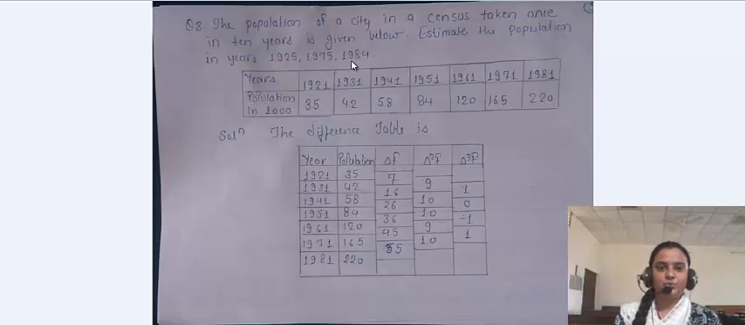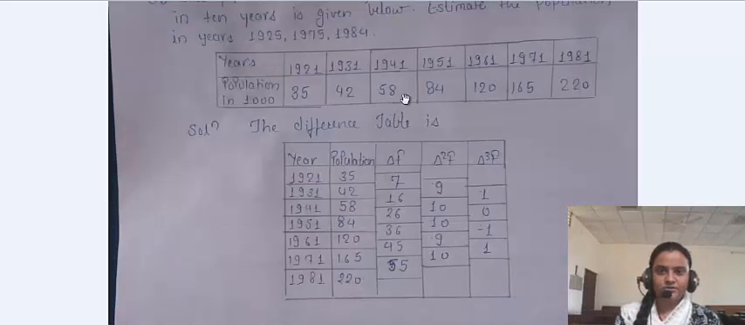Here we have to find the population at some point within the given intervals, and we are given a table here. The table represents the years with a difference of 10 and the population in 1000. We are given the years 1921, 1931 and so on, and the corresponding population, that is 35,000, 42,000, 58,000, 84,000 and so on. So first of all, to find the population at these years, we will draw the difference table.